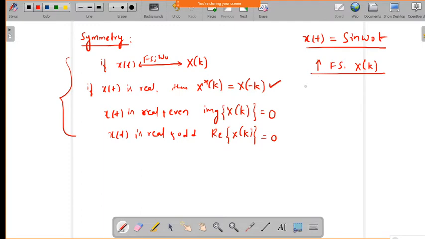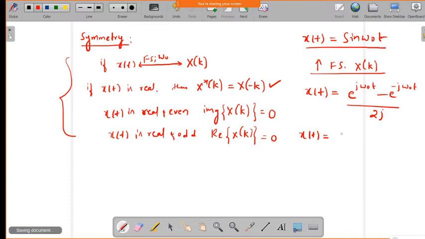First you can write x of t in terms of exponential signals. It will give e power j omega naught t minus e power minus j omega naught t, divided by 2j. This is the expression for sine omega naught t. Now we can express this in terms of the coefficients x of k, so that we can compare with the Fourier series equation.